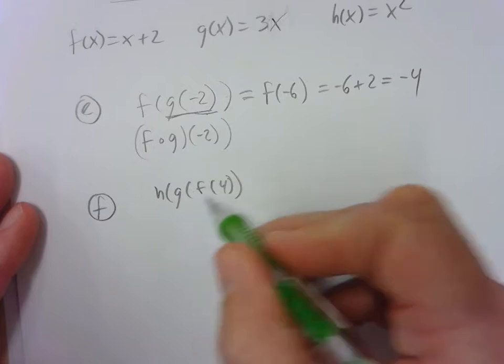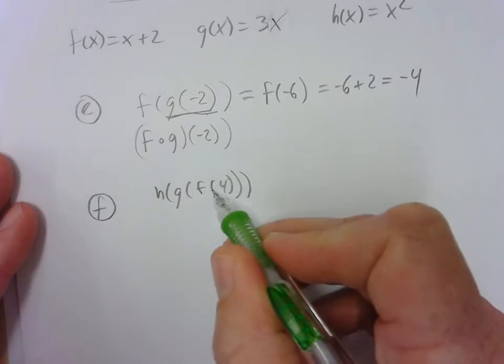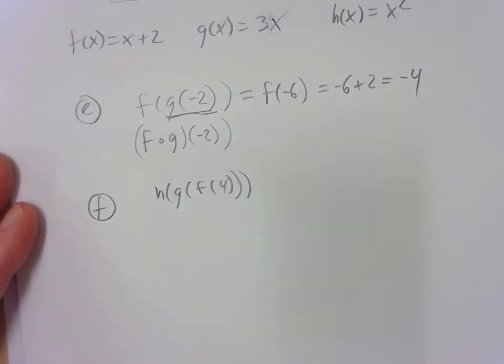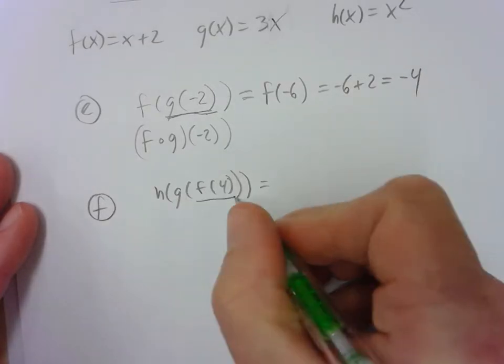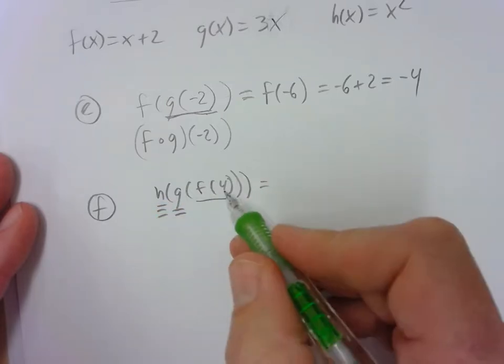Parentheses, parentheses, parentheses. I need one more there. So I have 3 right parentheses here and 1, 2, 3 left parentheses there. Here we go. So I'm going to work from here first, then to here, and then do the H last. I'm working from the inside out.